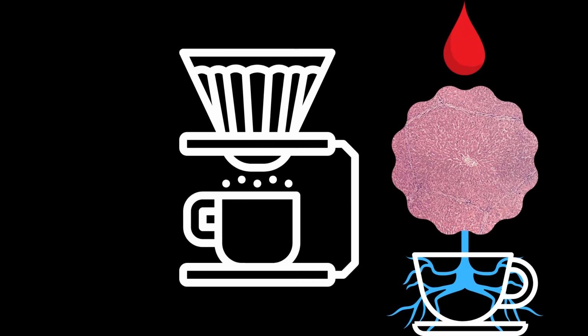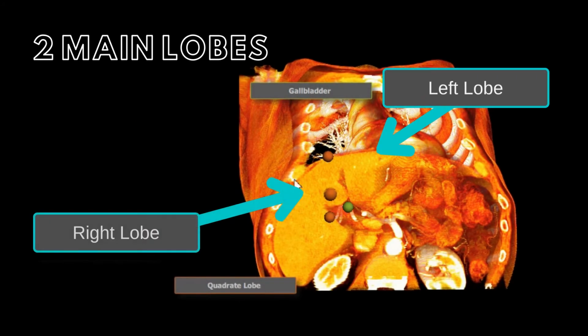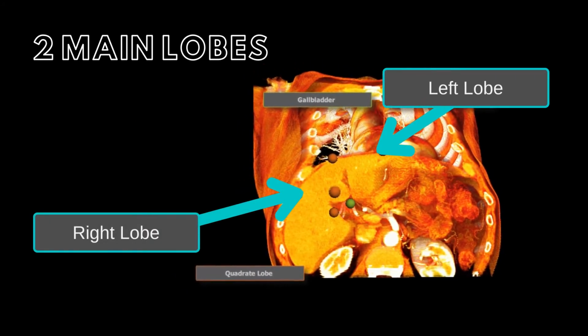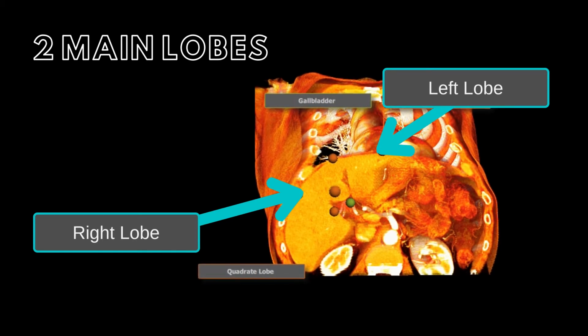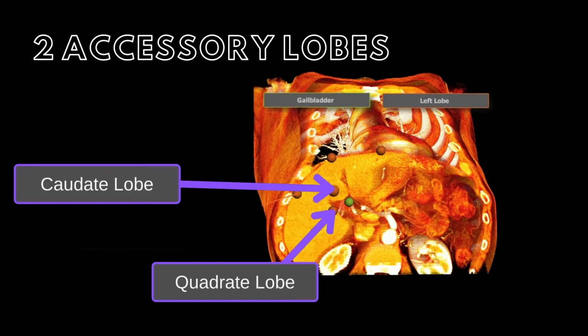The liver occupies three regions from the right hypochondriac, epigastric, and left hypochondriac abdominal regions, which are highlighted here. The liver is located right below the diaphragm and composed of 4 lobes, with 2 main lobes and 2 accessory lobes. The main 2 lobes are the right and left lobes, which are separated by the falciform ligament. The accessory lobes are the quadrate and caudate lobes.